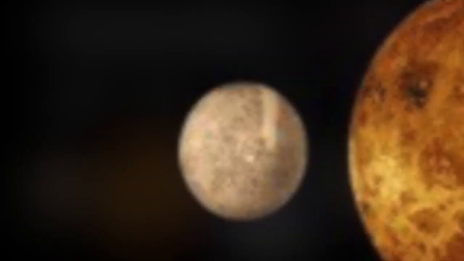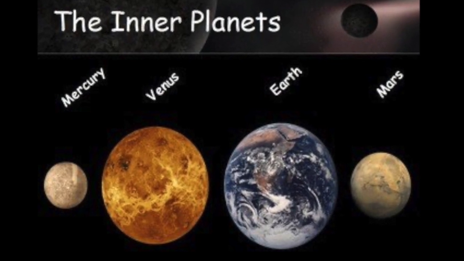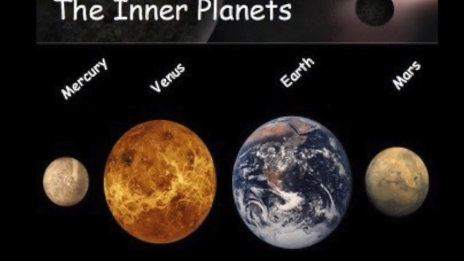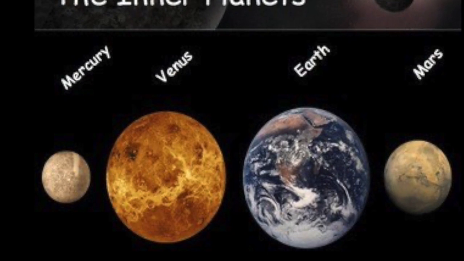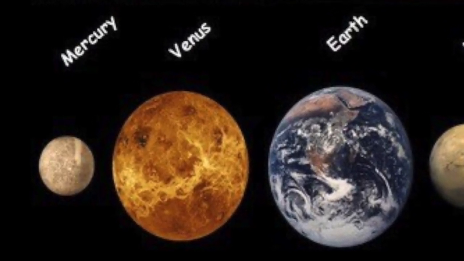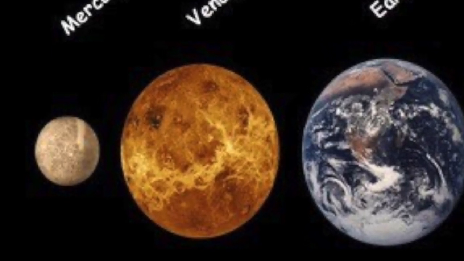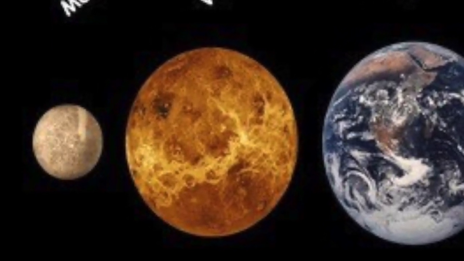Our second planet from the Sun is Venus. Venus is so hot that lead would melt at its surface. Thick clouds surround Venus, and its atmosphere is made up mostly of carbon dioxide. Lava flows from more than 1,000 volcanoes on Venus's surface.